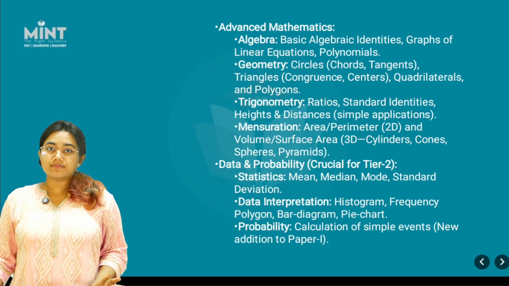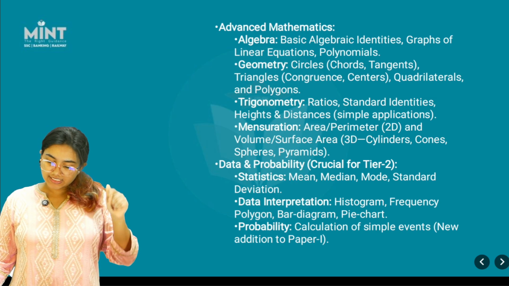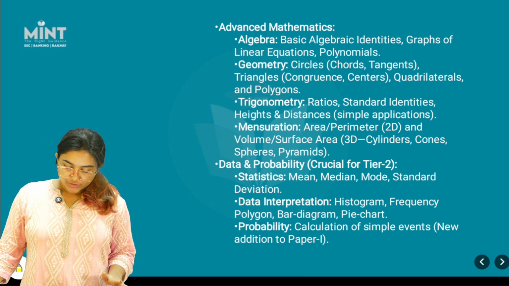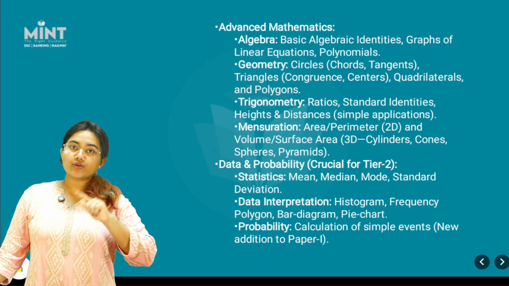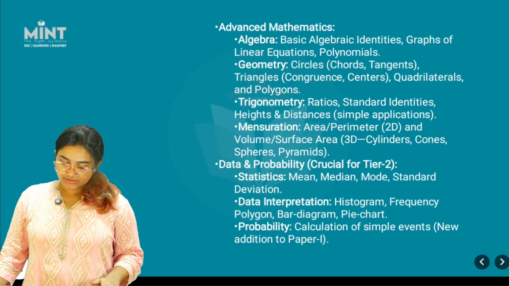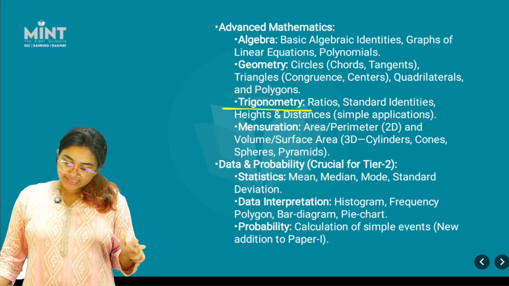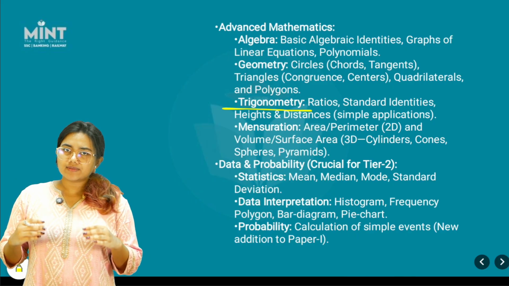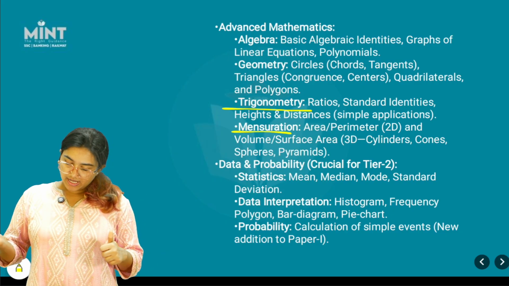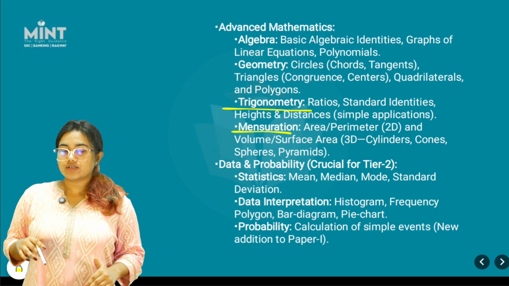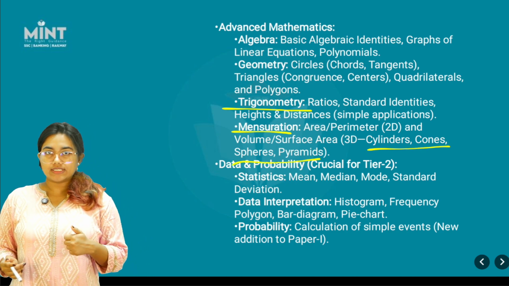And then we have advanced mathematics. Here you will have algebra, which will cover basic algebraic identities, graphs of linear equations, and polynomials. In geometry, you will have circles, which are chords and tangents, triangles, congruence, centers, quadrilaterals, and polygons. Then you'll have trigonometry, where you'll have ratios, standard identities, heights and distances, where they will ask about simple applications. Then you have mensuration, area and perimeter in 2D, and volume and surface area, where 3D figures are also going to be included. Things like cylinders, cones, spheres, pyramids, all of that will also be included in the mensuration part.